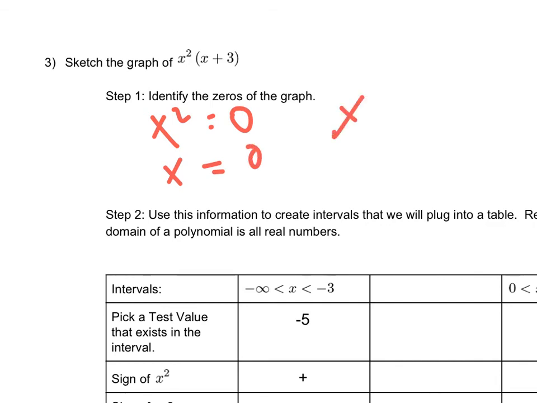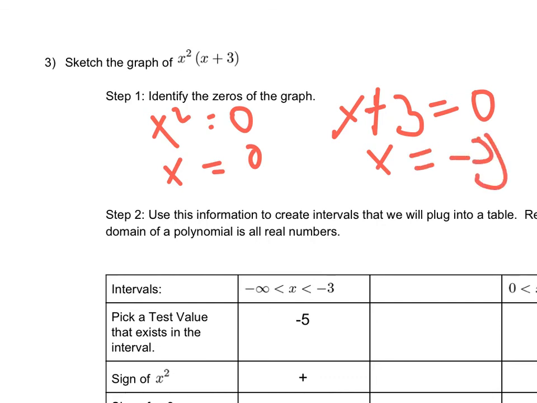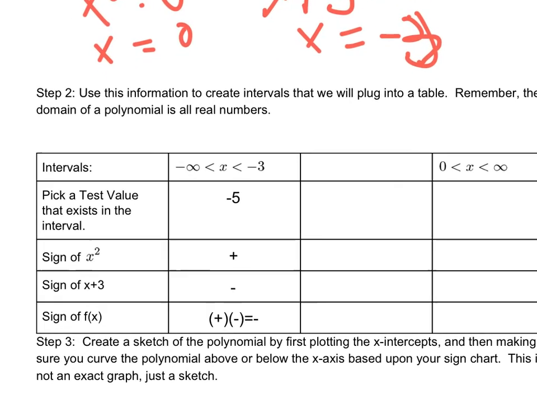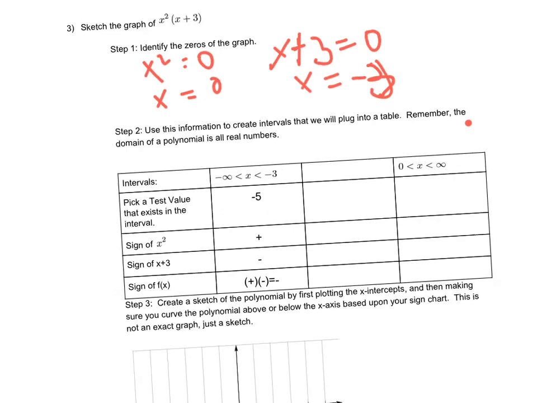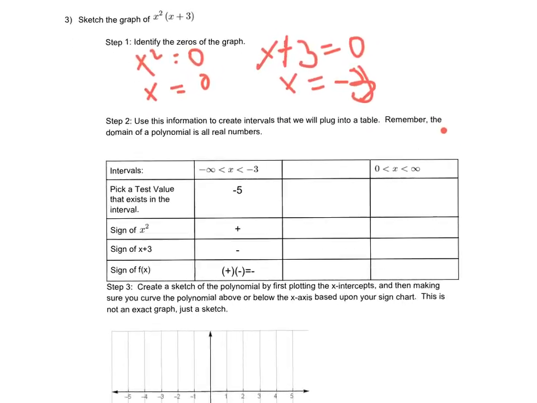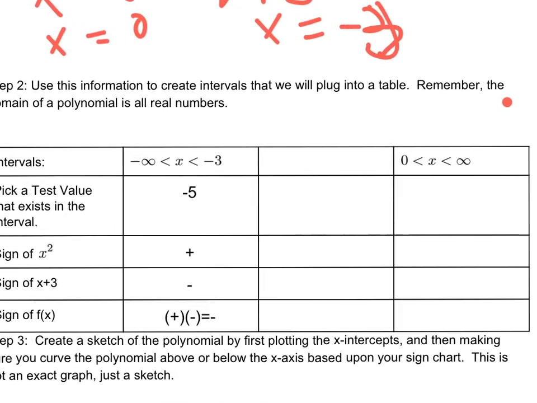When does x plus 3 equal 0? When x equals negative 3. That is a horrible 3, but you guys get the picture. All right, so then you need to make your intervals. And as you get further on, you're going to have to make these intervals on your own. So notice my interval starts at negative infinity, and then it goes to my smaller intercept of negative 3. Now from negative 3, I'm going to go ahead and have to go to 0.